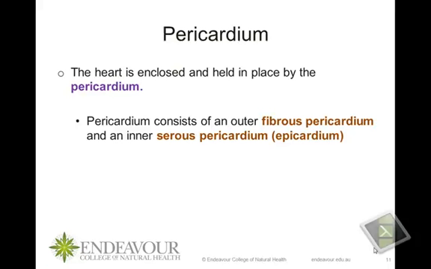Now we look at the coverings, or the layers of the heart. The heart's enclosed and also held in place by a structure called the pericardium. Now the pericardium consists of a couple of layers. There's the outer layer, which is called the fibrous pericardium. It's quite tough. It's made of fibrous tissue and it helps to anchor the heart in place. The inner layer consists of a serous pericardium known as the epicardium. And the serous pericardium is one of two parts of the serous membrane. Of course, the visceral pericardium is firmly adhered to the heart itself.